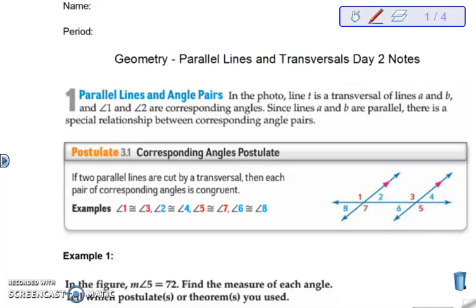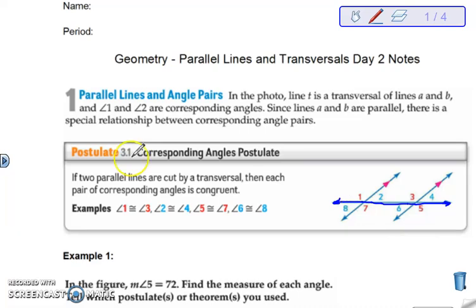Alright, so today we are continuing with parallel lines and transversals. This is going to, again, go back to what we were talking about last time. Remember that the transversal is the line that crosses through two other lines. So again, looking at this picture, the transversal is this guy. And then we learned all about different ways to classify our angles.